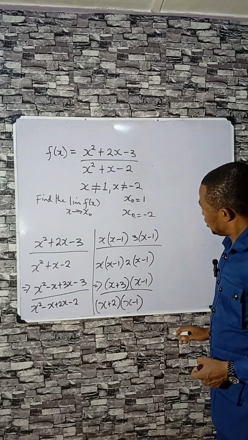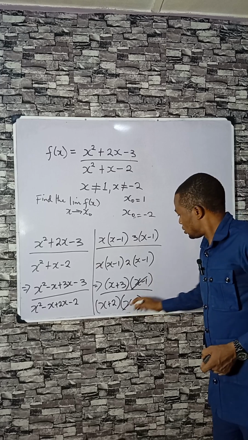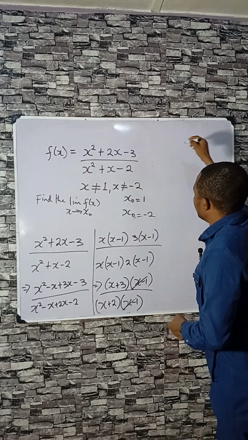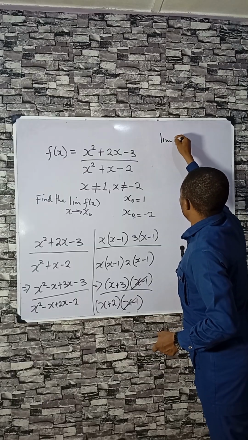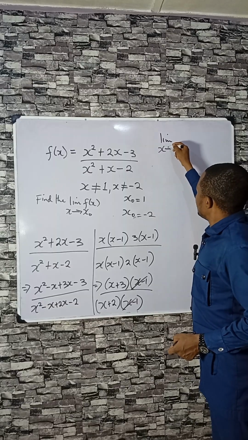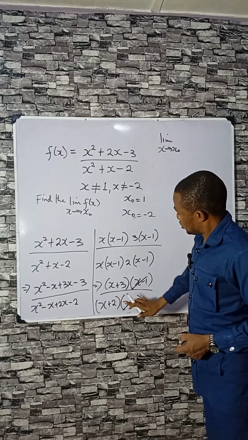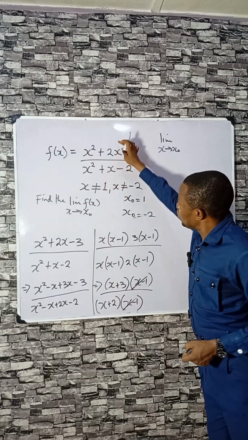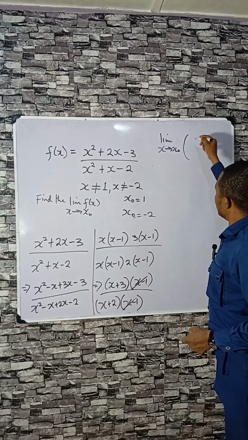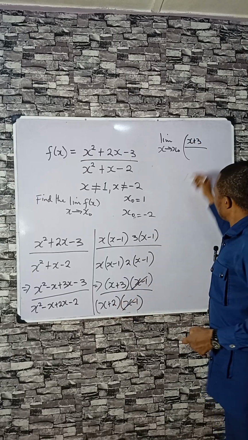If you check closely, you see that this and this will go since they are common. So we write this as, take the limit as x approaches x naught. Now the function there is reduced to this. All of this is reduced to this. So we have x plus 3 divided by x plus 2.